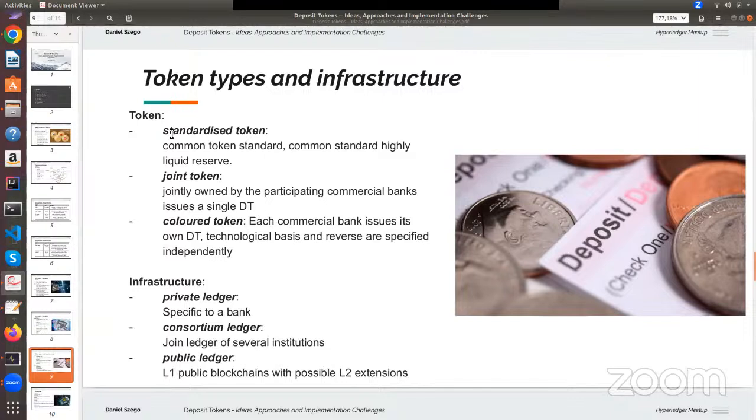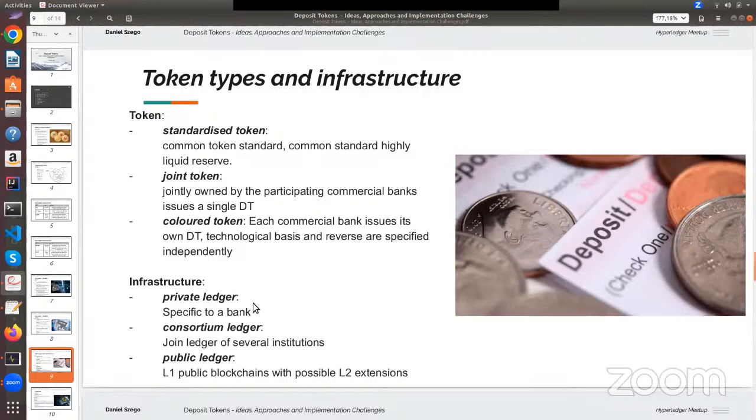And then the best way is a standardized token. Here, practically common token standards can be introduced that are backed by highly liquid reserves, and then it might provide full fungibility of the deposit token.